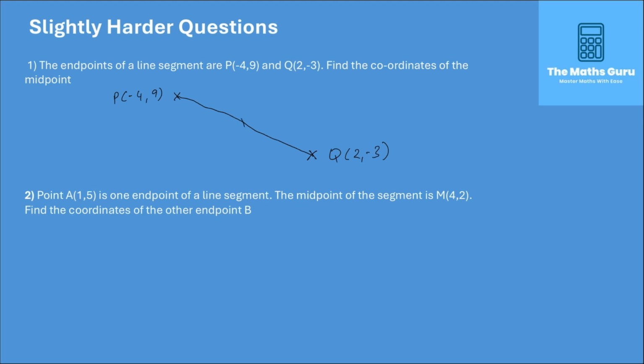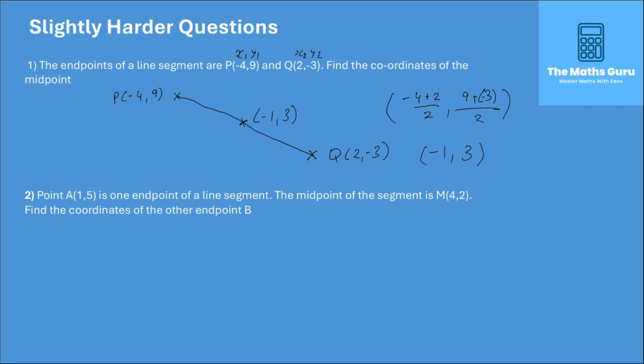So to find our midpoint, we do our x1 plus our x2 over 2. So that's going to be -4 plus 2 over 2. And our 9 minus 3, well, 9 plus -3, over 2. And this is going to give us -4 plus 2, which is -2, over 2, which is -1. 9 minus 3 is going to be 6 over 2, which is going to be 3. So our midpoint is going to be (-1, 3).